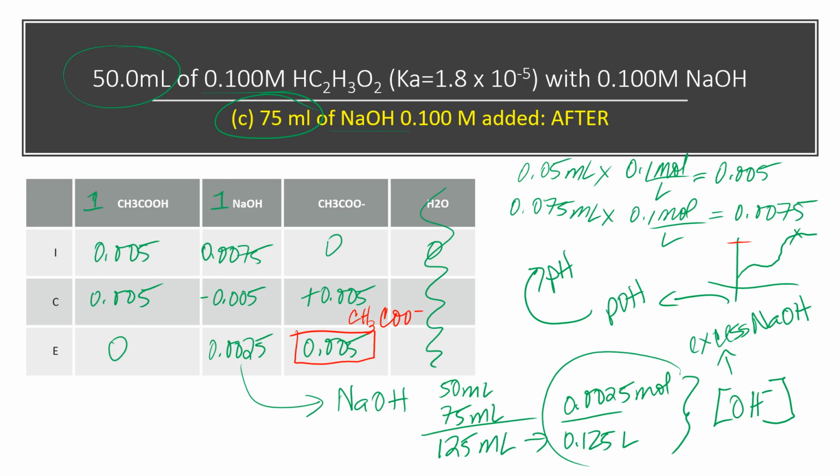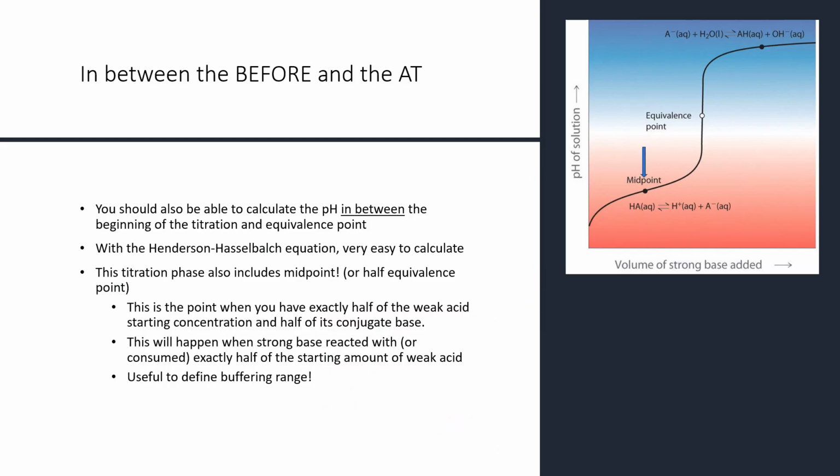But there's not very much of it, and the fact of the matter is whatever it generates in terms of hydroxide ion is going to have a very minimal impact on the pH relative to the excess NaOH. So happily, we can just ignore this hydrolysis reaction, although it's probably a good idea if you recognize that it's still taking place. Let's proceed to the in-between of the before and the at, aka the midpoint.